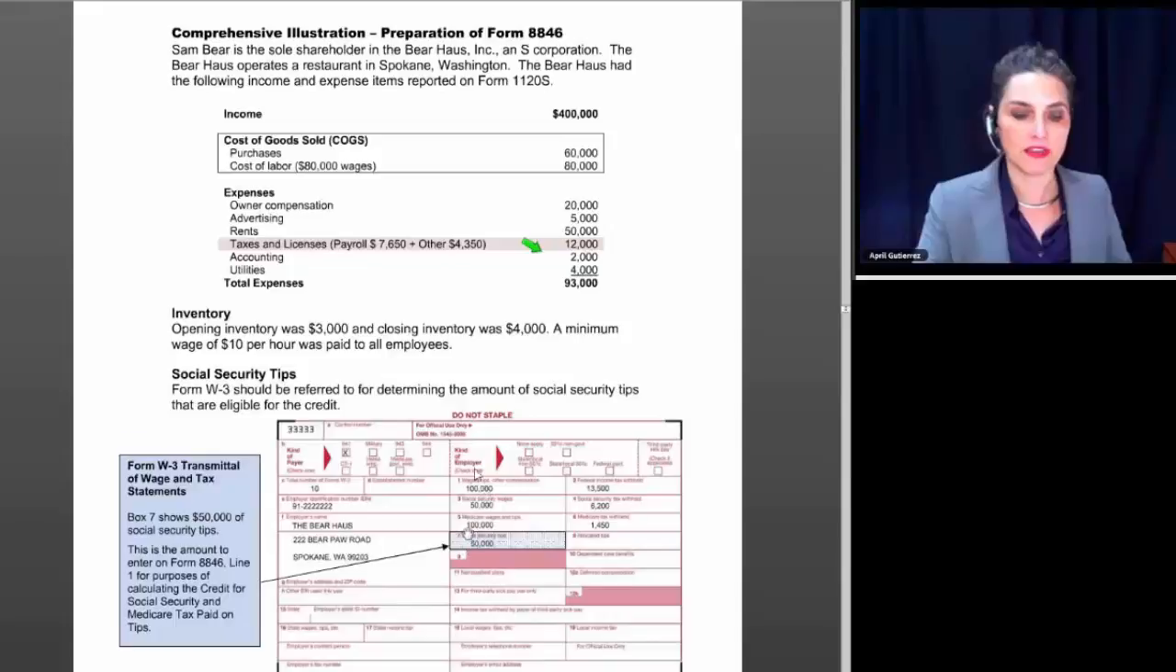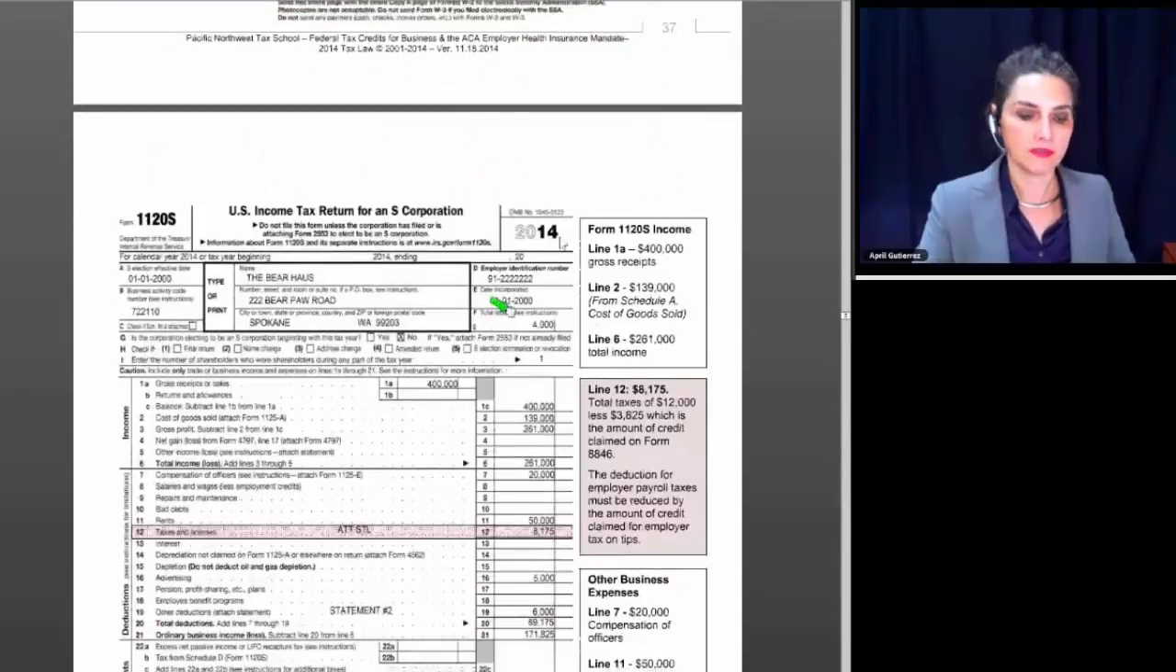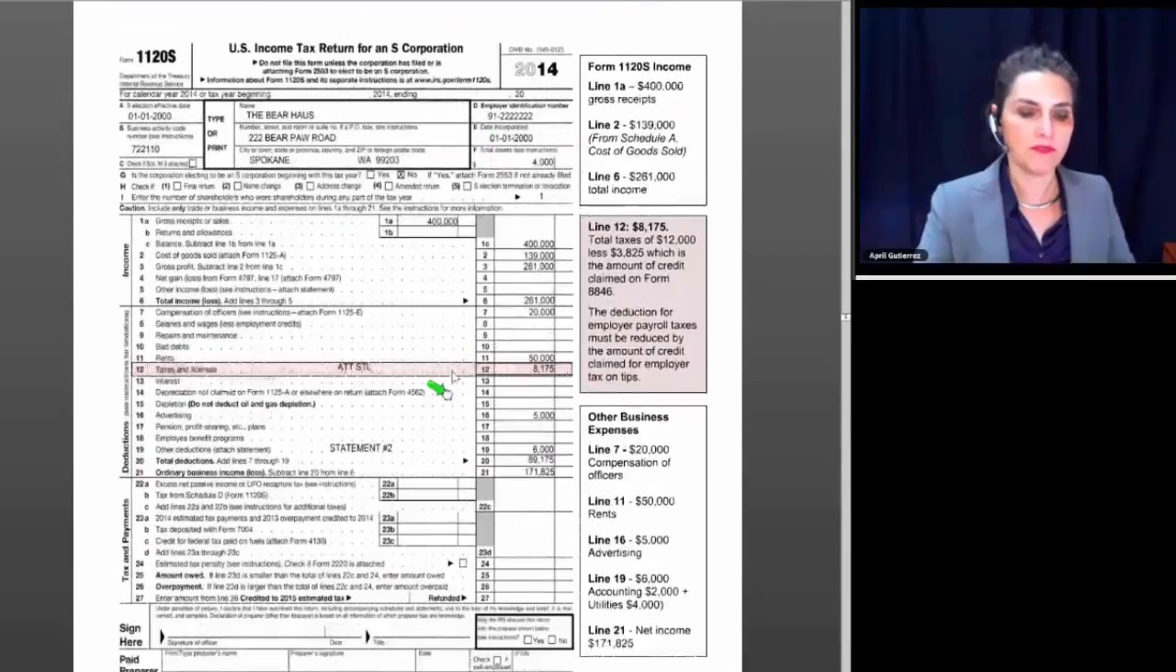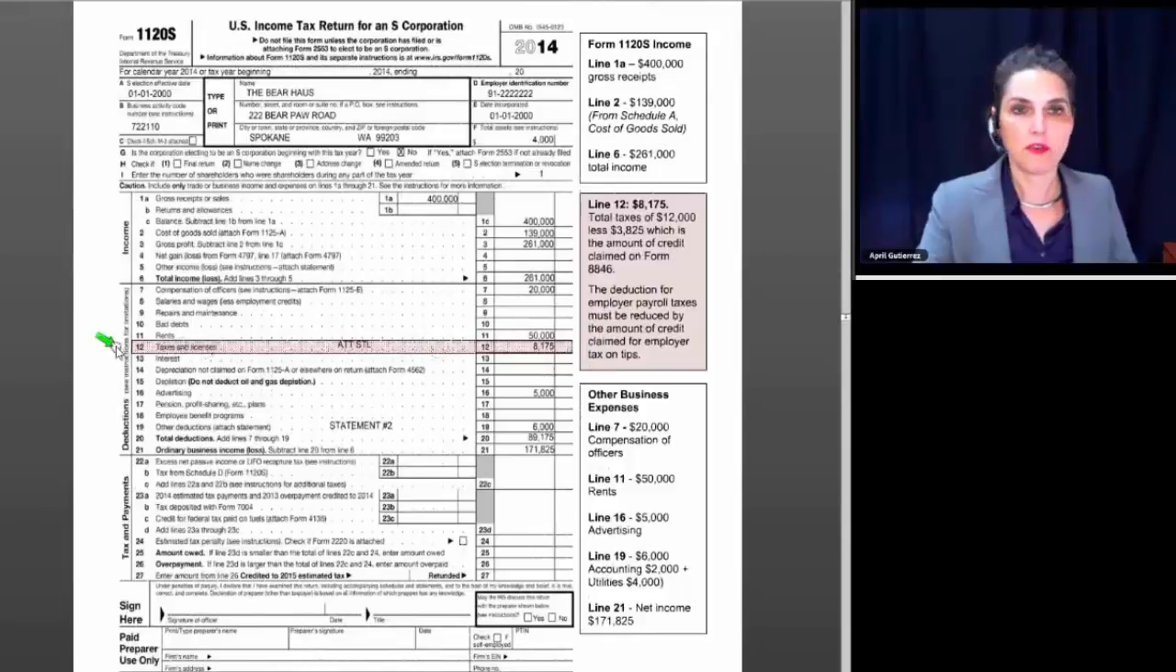It's different than that number, and the reason that is, is because we have to do a factoring for the amount of credit that Sam Bear gets to claim, or the Bear House gets to claim. So the total taxes of $12,000 have been reduced by $3,825, which is actually the amount of the credit that he's going to get for the employer credit on Social Security and Medicare tax paid on tips.